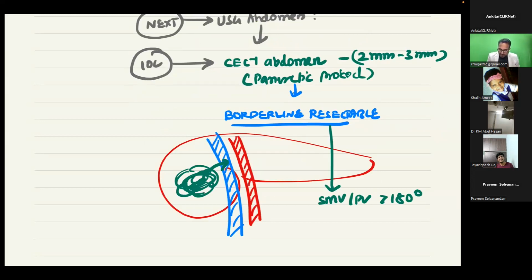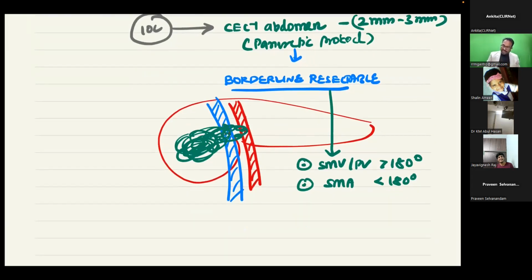So the tumor is infiltrating the portal vein or SMV more than 180 degrees, or infiltrating the superior mesenteric artery less than 180 degrees. It is said to be a borderline resectable cancer. You can find it out by CT scan. Such borderline resectable cancers will go for neoadjuvant chemotherapy before Whipple's operation.